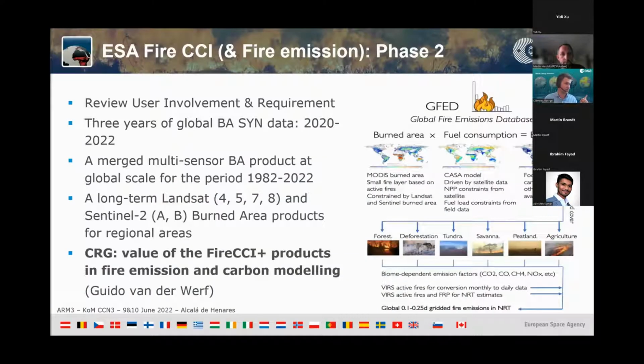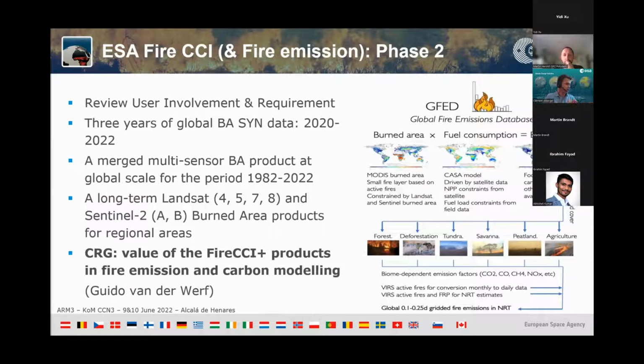The Fire CCI project, phase 2, has kicked off recently, earlier this month, and they have a list of activities, of course, still linked to user involvement and requirements. They will extend the burn area from the Sentinel-3 synergy data. We want to develop a new merged multi-sensor burn area product at a global scale. We will try to do long-term, higher spatial resolution burn area series, combining Landsat and Sentinel products.